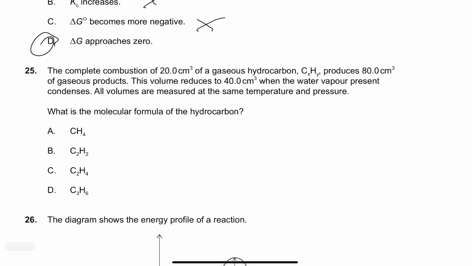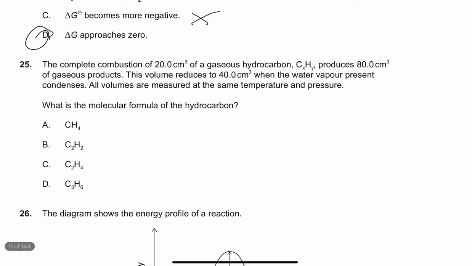Okay, 25. The complete combustion of 20 cm cubed of a gaseous hydrocarbon CxHy produces 80 cm cubed of gaseous products. This volume reduces to 40 cm cubed when the water vapor present condenses. All volumes are measured at the same temperature and pressure. What is the molecular formula of the hydrocarbon?